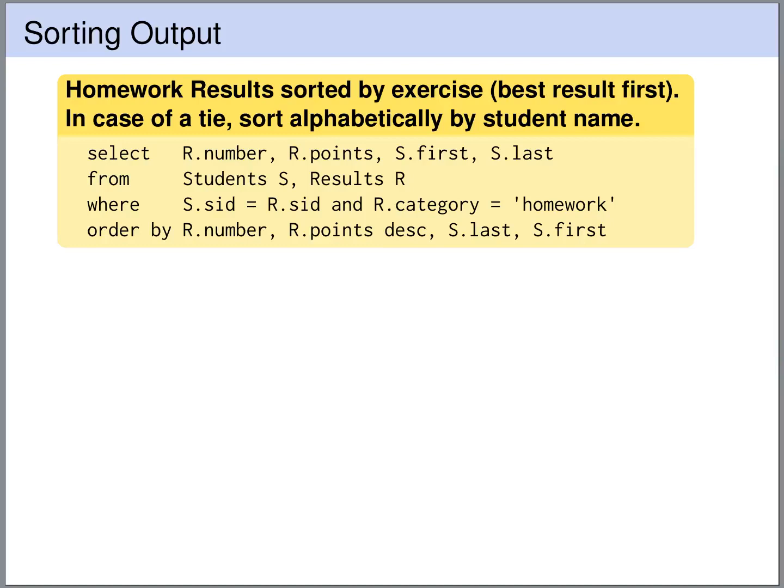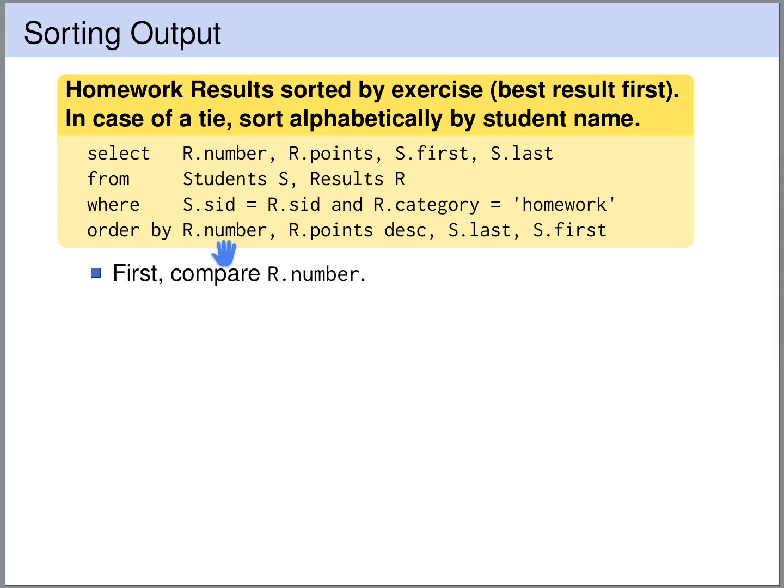This slide shows an example use of the ORDER BY clause. Here we are querying the students and the results table. We are looking only at those results that belong to the student and only at homework results. In the output, we are using the following order on the rows. First of all, we are ordering by the homework number.